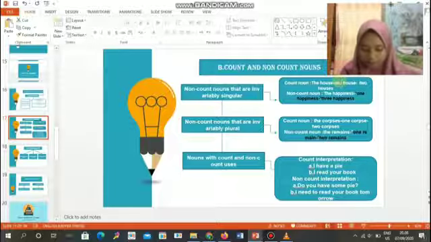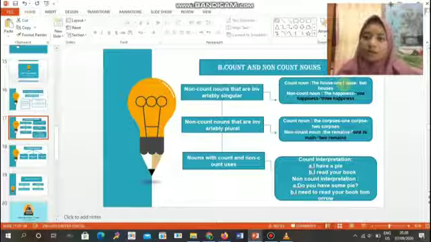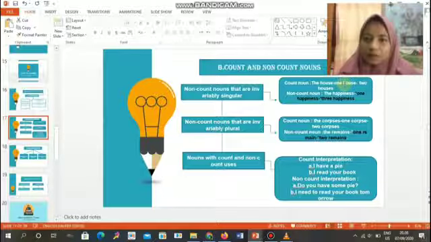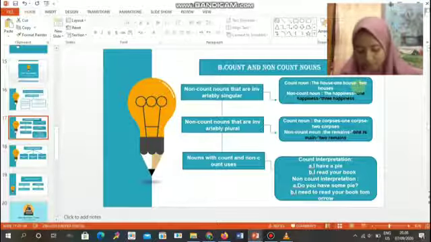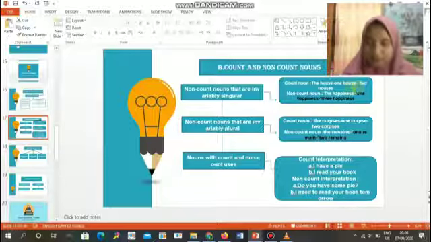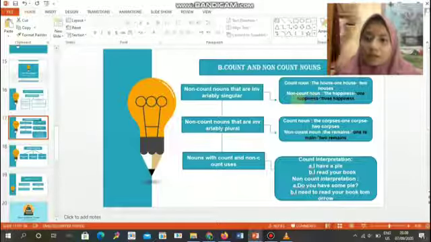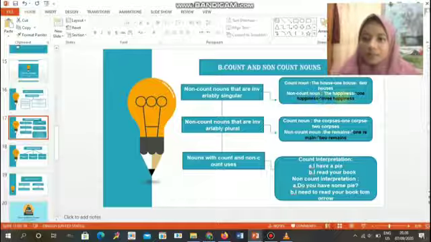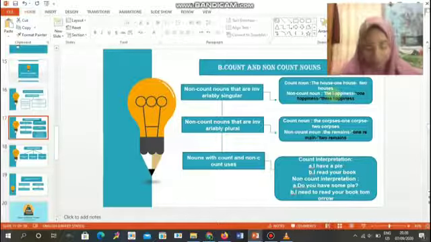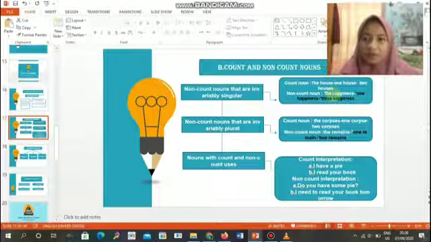One house: singular with numeral one, and then two houses: plural with numerals. And also with non-count noun, the happiness: singular with determiner the, one happiness, three happiness.